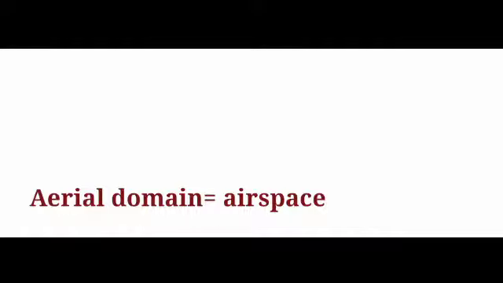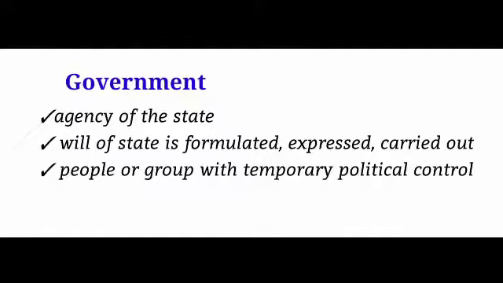What are the important things to remember about government as an element of the state? Government is defined as the agency through which the will of the state is formulated, expressed, and carried out. It refers to a person or aggregate of persons in whose hands are placed the function of political control for the time being.